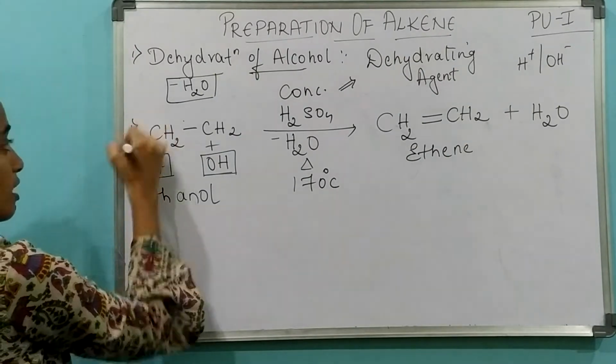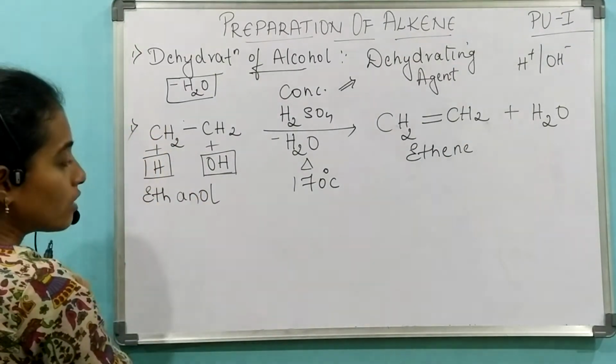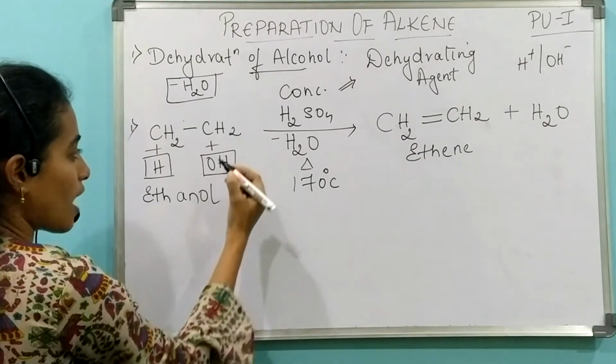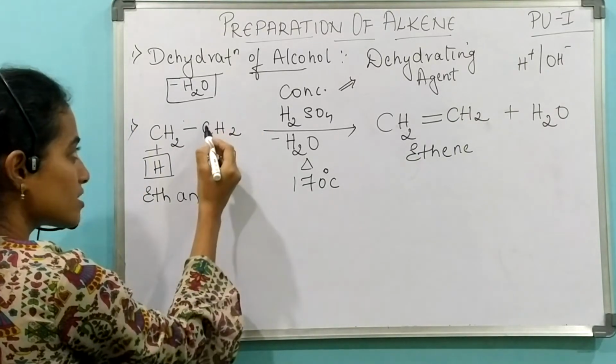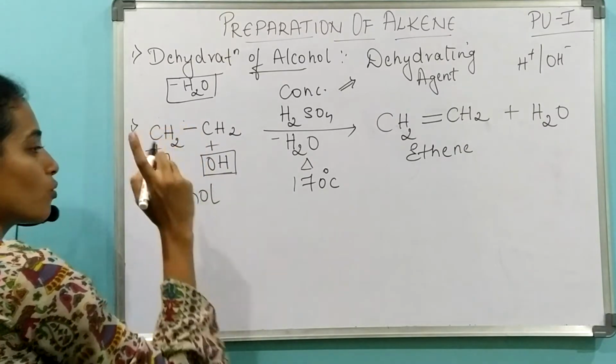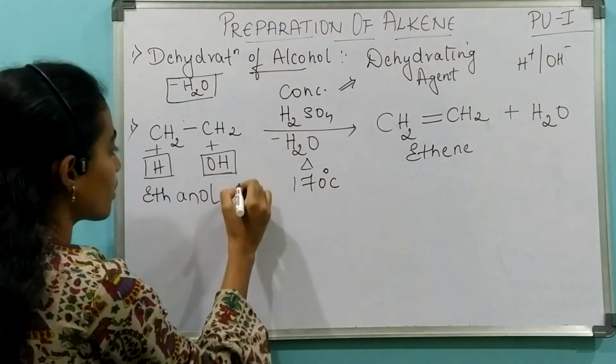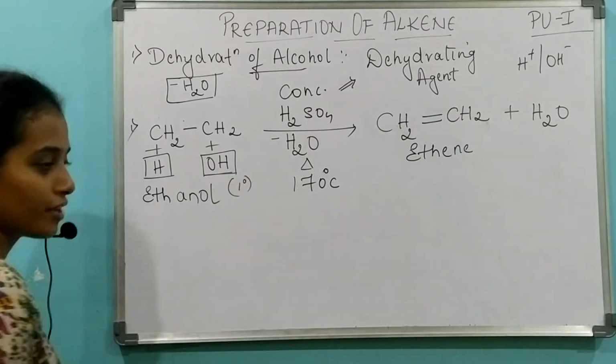Fine. First example. Here I have taken a primary alcohol. What is a primary alcohol now? The carbon which has an OH group is in turn attached with only one alkyl group, and therefore you call it a primary alcohol.